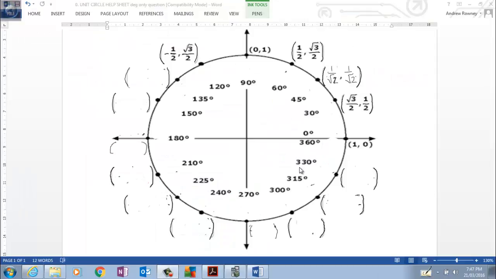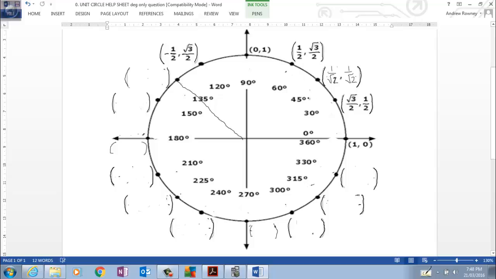And here is the unit circle with the coordinates that we just worked out. I would like you to work out the remaining coordinates in the unit circle. I'll show you with the first one. The first one that we haven't got on this diagram is the 135 degree line.